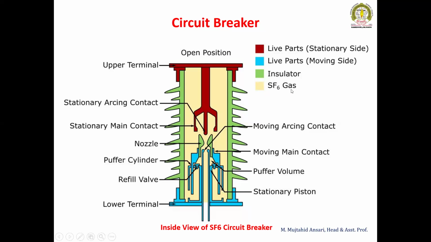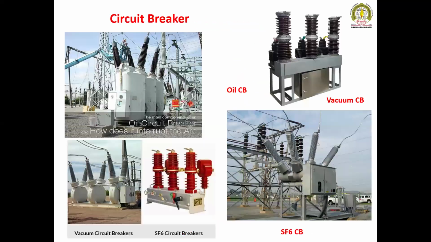So SF6 is a negative gas. When the contacts open, it will produce the arc. It will absorb the electrons, and therefore the arc is quenched very easily. So above 132 kV, SF6 circuit breakers are used, and for 11 kV and 33 kV, we are using the vacuum circuit breakers for the operation on and off. So these are the different types of circuit breakers.